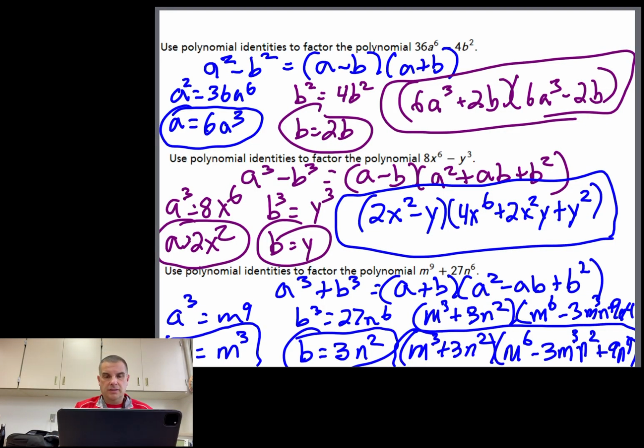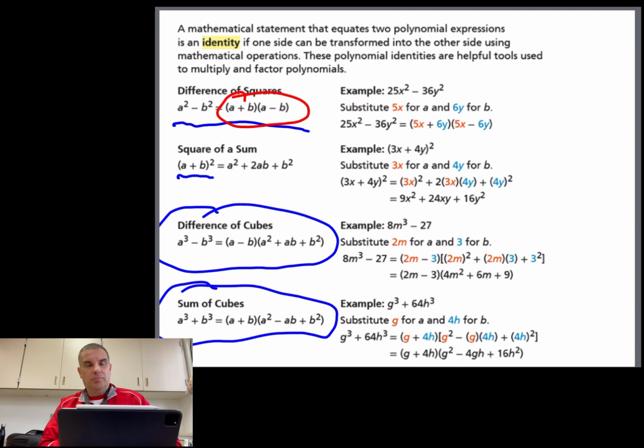All right, there they are. Now I'll highlight where the answers are so you can see the answers. So there are identities, and then how you go about doing these different polynomial expressions with identities. So that's what you're going to look at today.